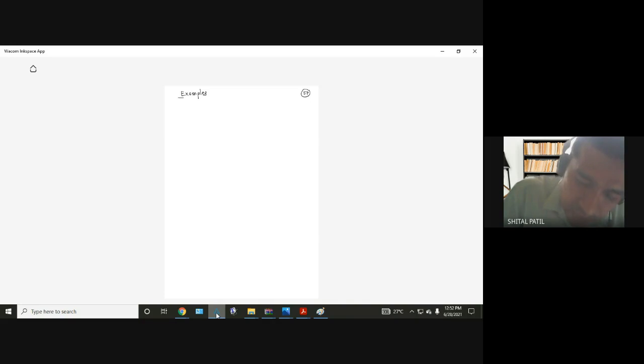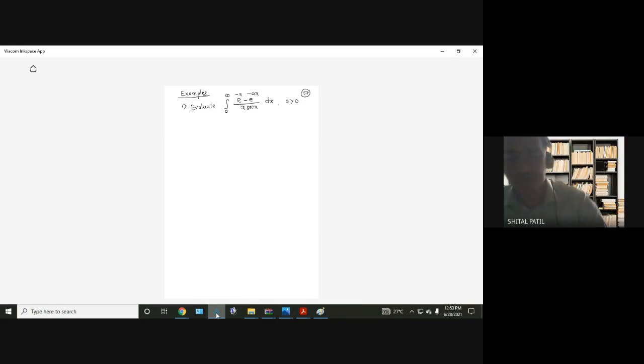Change the page and understand how we can use the rule to solve a few examples. So the first example: evaluate the integral from 0 to infinity of (e raised to minus x minus e raised to minus a x) divided by x, times sec x dx, provided a is greater than 0.